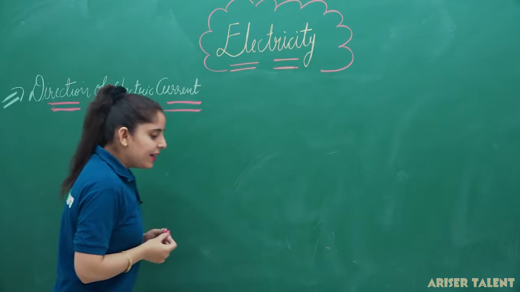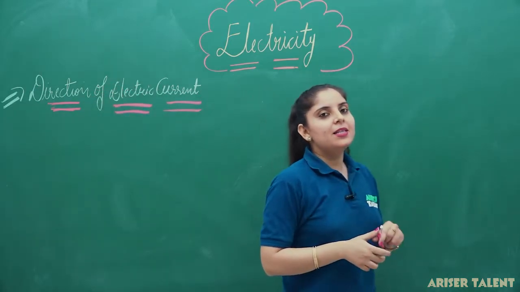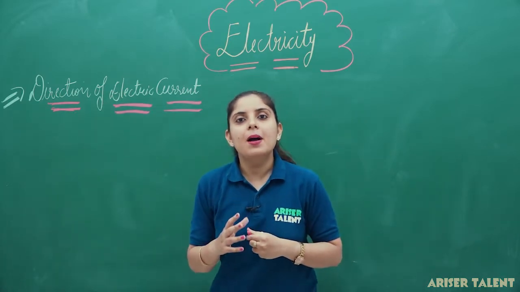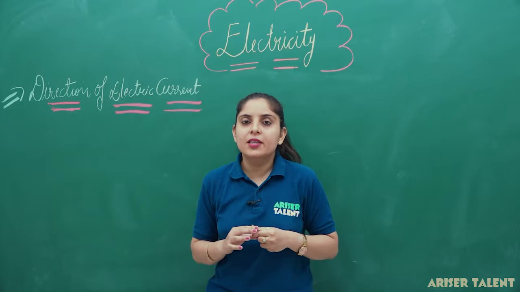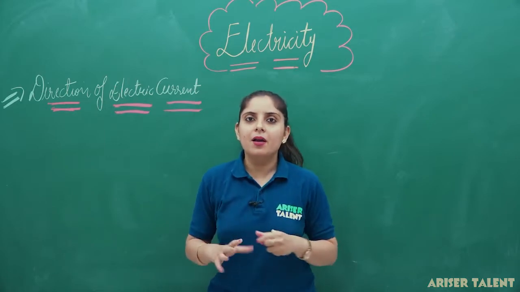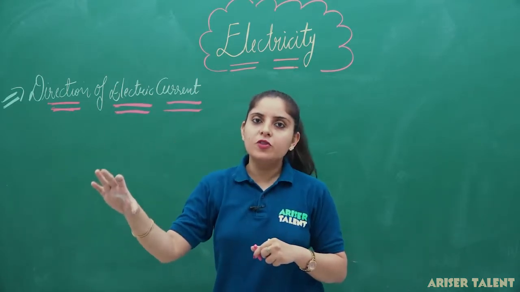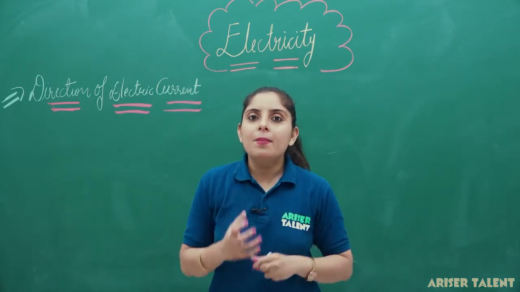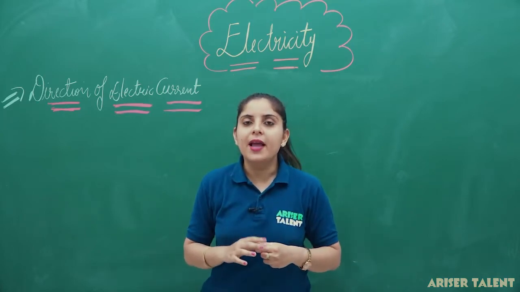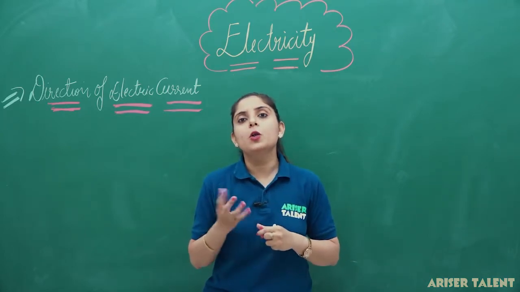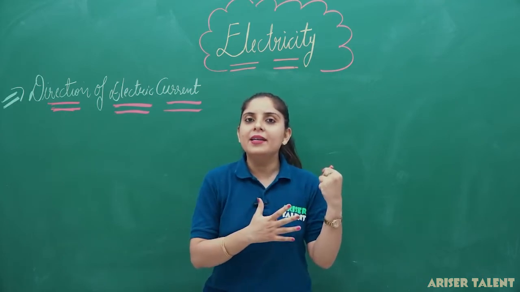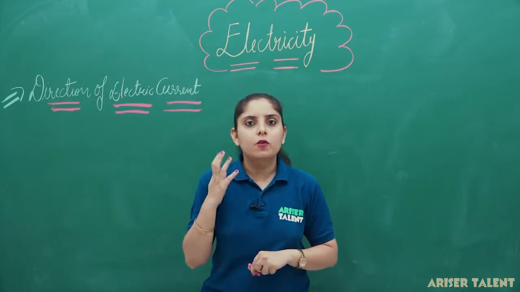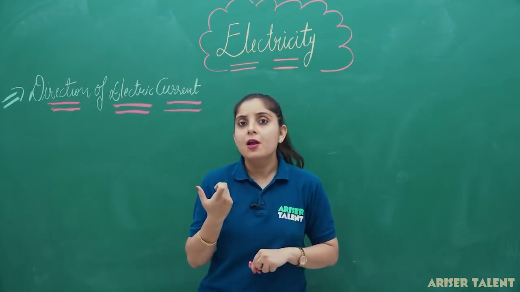Now what will be the direction of electric current? It means when electricity was discovered, we did not have anything related to the discovery of electrons. We assumed that electric current is basically the flow of charge. Actually it is a flow of electrons in a conductor. But when electricity was discovered, at that time we did not have any clue about the discovery of electrons. So at that time it was believed that the direction of the positive charges will be the direction of electric current, because the electrons were not discovered.